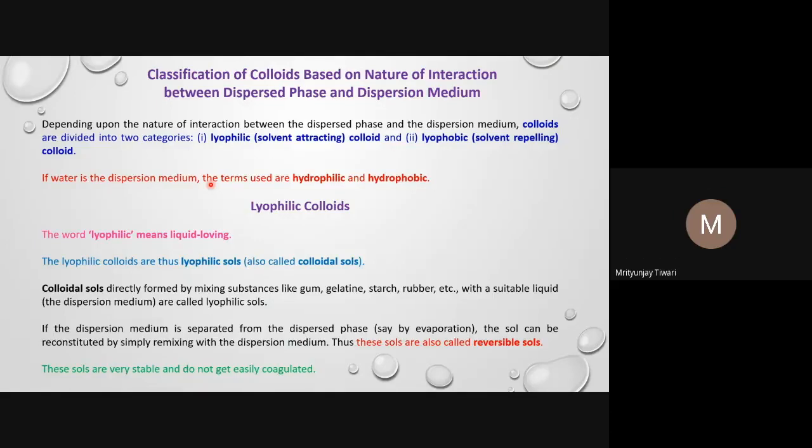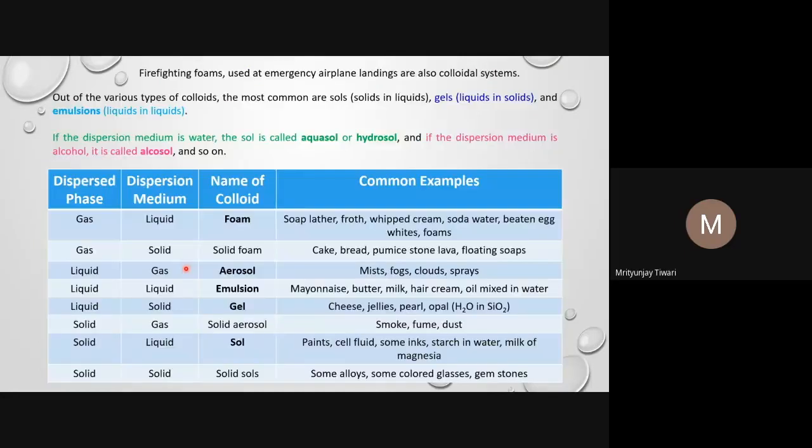Now let's look into both types of colloids, starting with the lyophilic colloids. As we know, lyophilic comes from the Greek, meaning liquid loving. The lyophilic colloids are thus lyophilic sols. Why sols? Because the dispersion medium we are considering here is a liquid. Whenever we say solvent, it means the dispersion medium is a liquid. So the dispersion medium is liquid and the dispersed phase is solid, and these are sols.